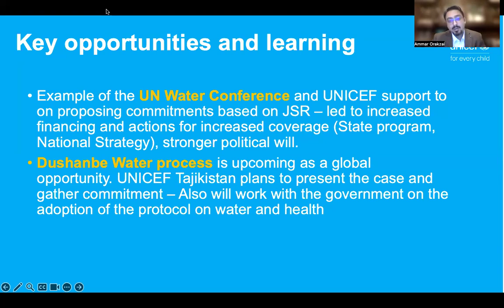But we are also planning to work with the headquarters and our regional office to work with other UNICEF offices and other partners to see if this particular opportunity could be used to gather commitments globally by different countries and then use it in the same manner, which could lead to increased financing and better coverage of WASH in healthcare facilities. Yeah, I will stop here, and I'm happy to answer any questions that you may have.